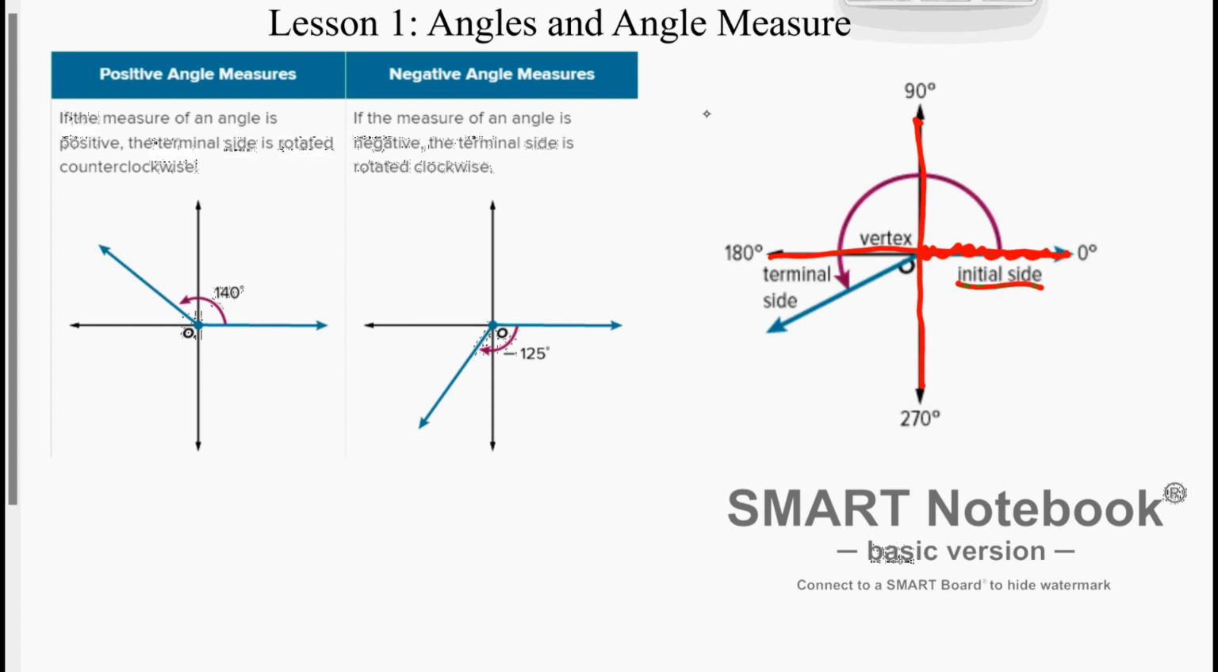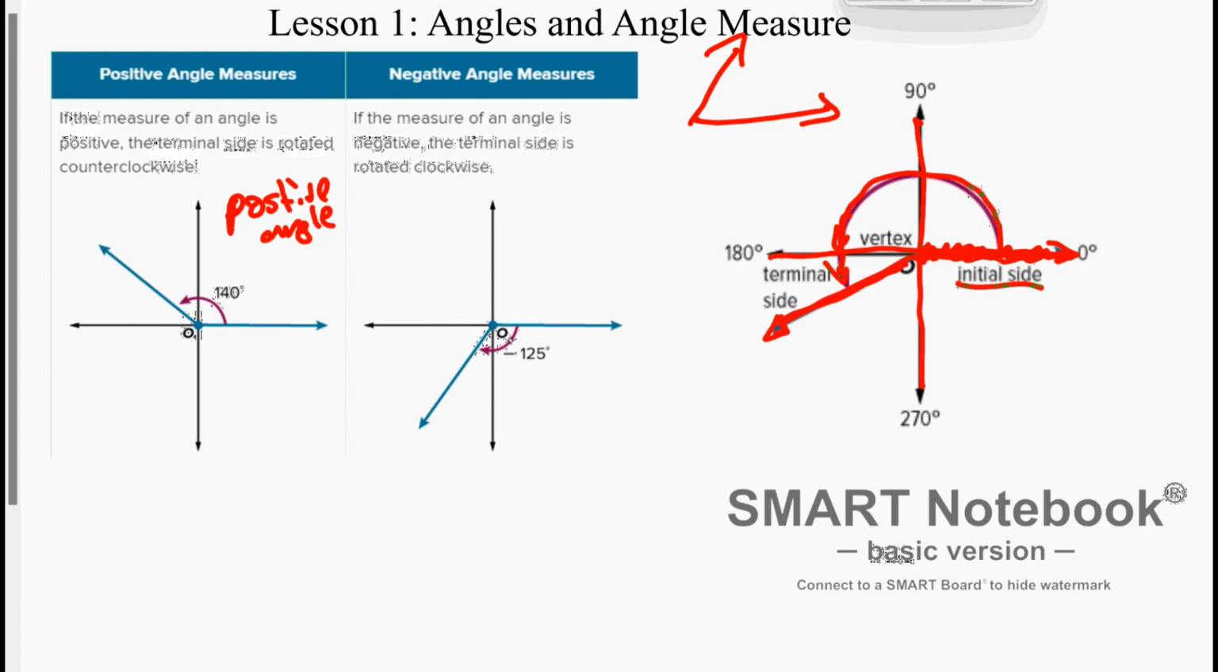An angle is just two rays, right? And we always open it from the right of the origin. That's called the initial side, and we open up counterclockwise. That is called the positive angle. And then where we end, that's called the terminal side. Terminal means an ending. So we have our initial side where we're beginning, and that's always the same, and then we have our ending, and that's called the terminal side.